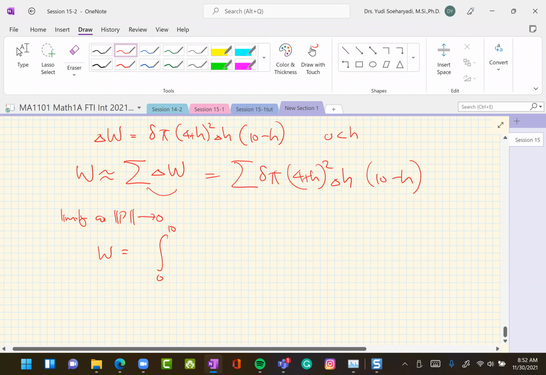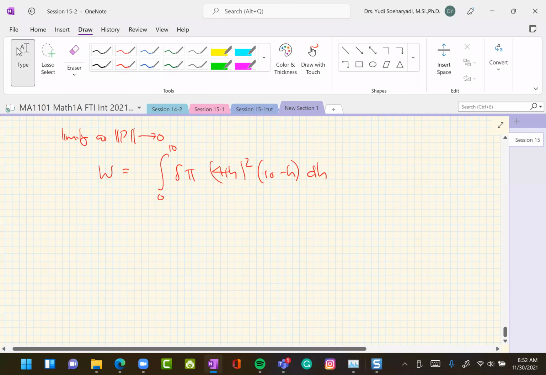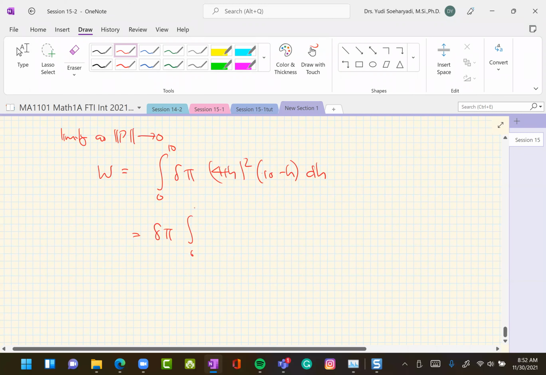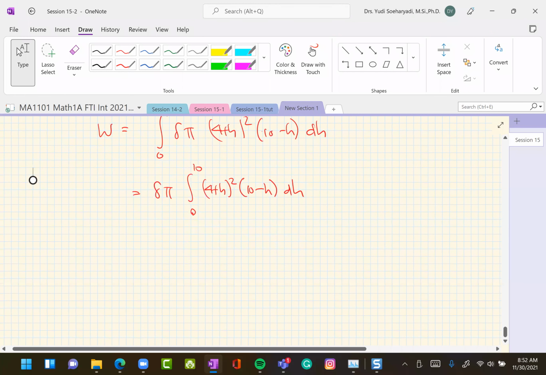So we get the integral from 0 to 10 of delta pi (4 plus h) squared (10 minus h) dh. That's how you formulate the problem in terms of an integral. Then you can compute this because this is a polynomial.